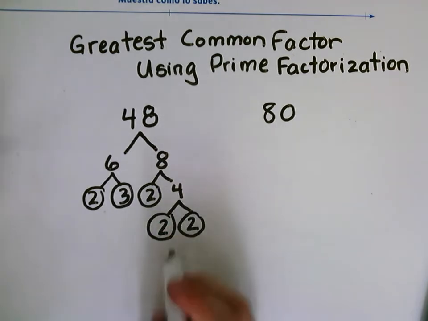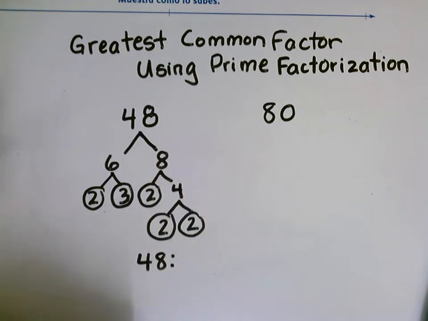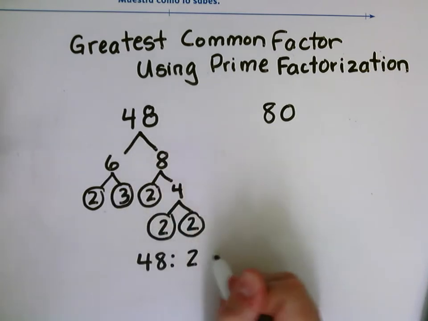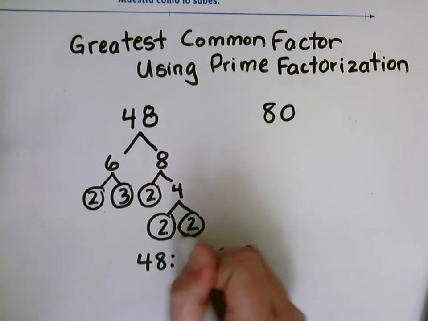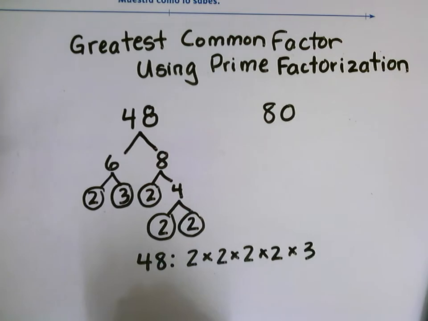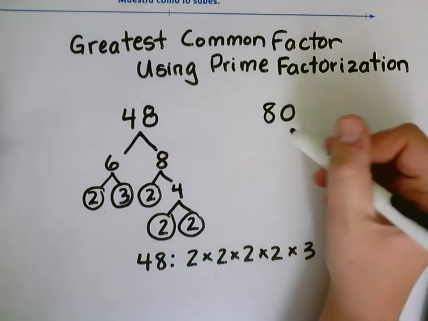I'm going to rewrite all of my prime factorization out for 48. And remember, I said it's best to write them out in order from smallest to largest. 2 times 2 times 2 times 2 times 3. And this time when we're finding the greatest common factor, we are not going to simplify this with exponents. Okay, now let's try 80.